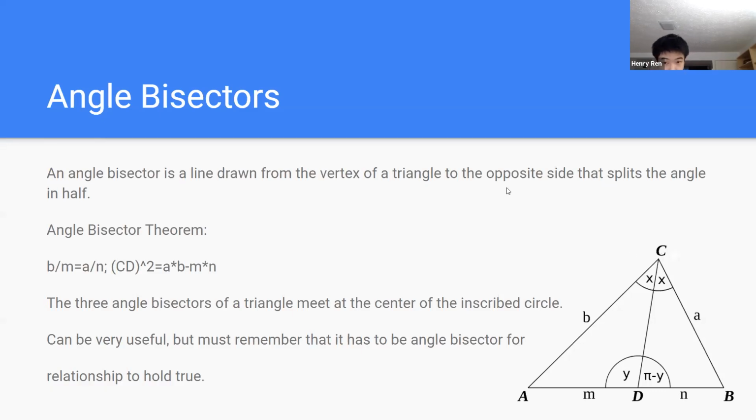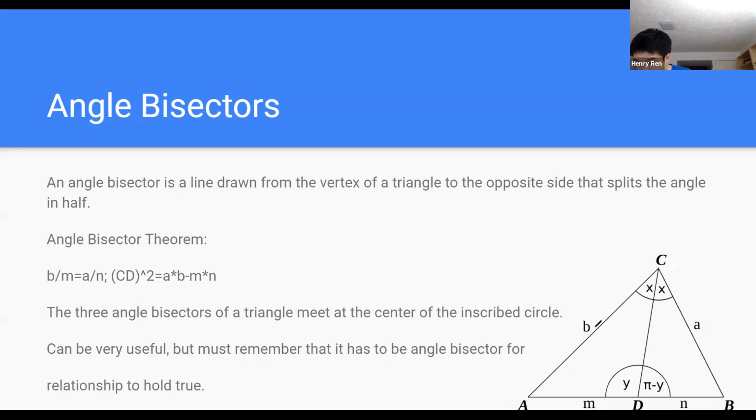So in this special case, we can create a theorem called the angle bisector theorem. We have b divided by m is equal to a divided by n. Okay, that looks pretty self-intuitive, right? Here's the angle bisector. We call that CD. And then the opposite sides all form an equal ratio. b divided by m is equal to a divided by n.